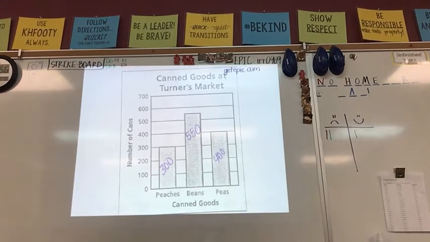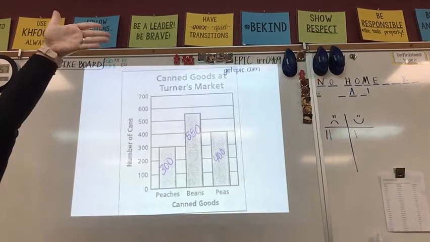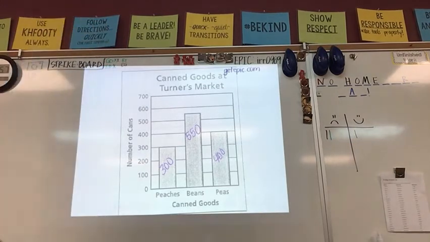Yeah. And who was able to stretch that and tell me how many more? Those of you that had some extra time. Savannah? I did 400 plus 300 is 700, and I did that peaches and peas combined, because the beans are 550 and the peas and peaches are 700.